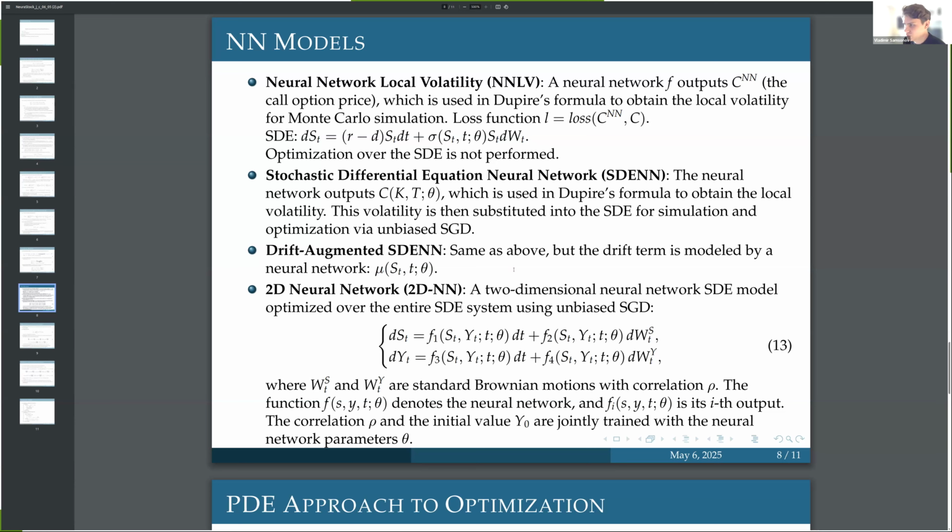And the last one is a two-dimensional neural network that has 5 outputs, each one for a term of this system of equations. So this network generates 2 drift terms and 2 volatility terms. And again, it is used to simulate prices with Monte Carlo, get the expectation value of the payoff, and calculate the unbiased gradient.